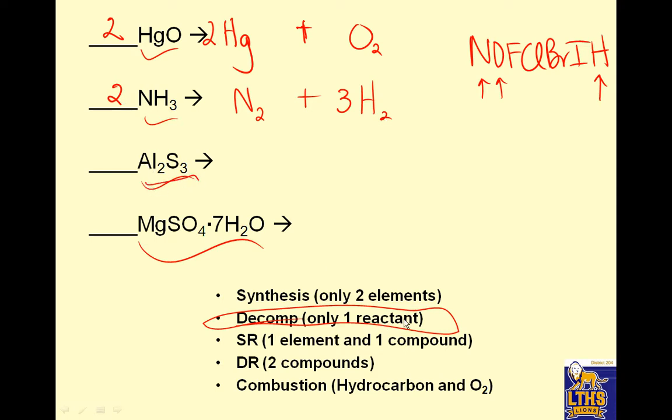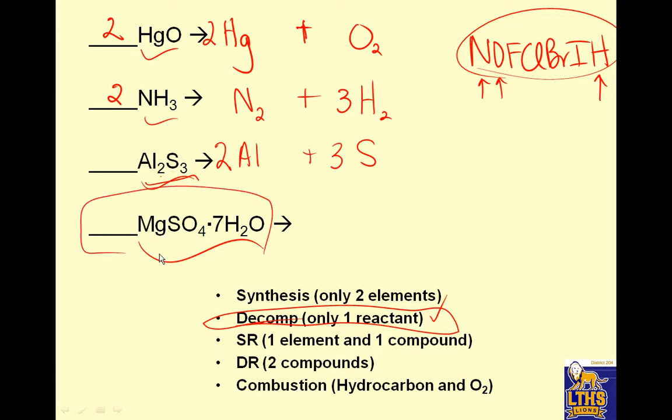This is a decomp reaction because it's only 1 reactant. So I figure out the elements that are in it, break it down, and check to see if any of them are diatomic. None of them are, so I don't put anything next to them. Now I put in coefficients. 2 aluminum, 3 sulfur on the left, I need 3 sulfur on the right, and we're done. Okay, this is one that you're going to see in the lab, so I thought I'd give it to you.